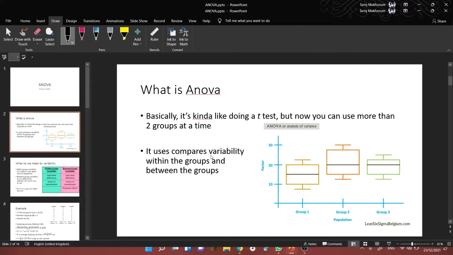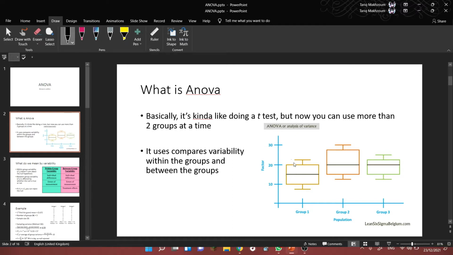It compares variability within the groups and between the groups. With the t-test, what we were doing is looking at the means of the groups and seeing if the difference between the means was statistically significant. So this would be the mean for this group, this is the mean for this group. With the t-test, we were comparing the means of the different groups.